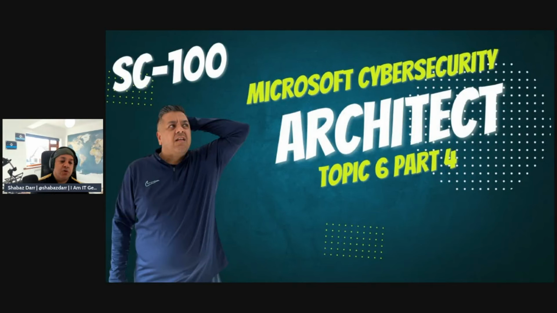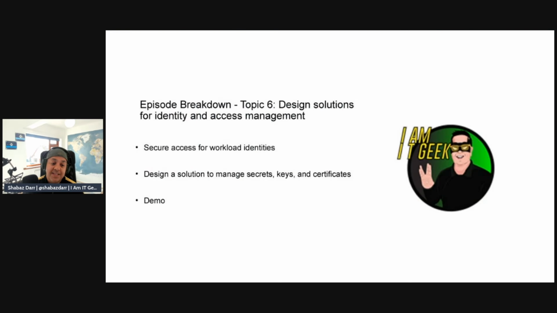So this is the SC-100 Microsoft Cybersecurity Architect exam series, and this is topic 6, part 4. Topic 6 is actually designing solutions for identity and access management, or IAM. And today we're going to finish this topic off. We're talking about securing access for workload identities. We'll then talk about designing a solution to manage secrets, keys, and certificates. Then we'll jump into the demo.